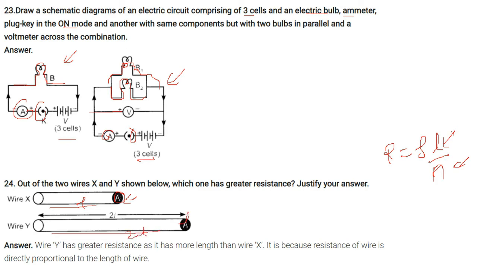So if you put L and 2L, of course, the answer is wire Y, because it has twice the length, 2L as compared to L, so it has a greater resistance than wire X. This is because the resistance of a wire is directly proportional to the length of the wire.